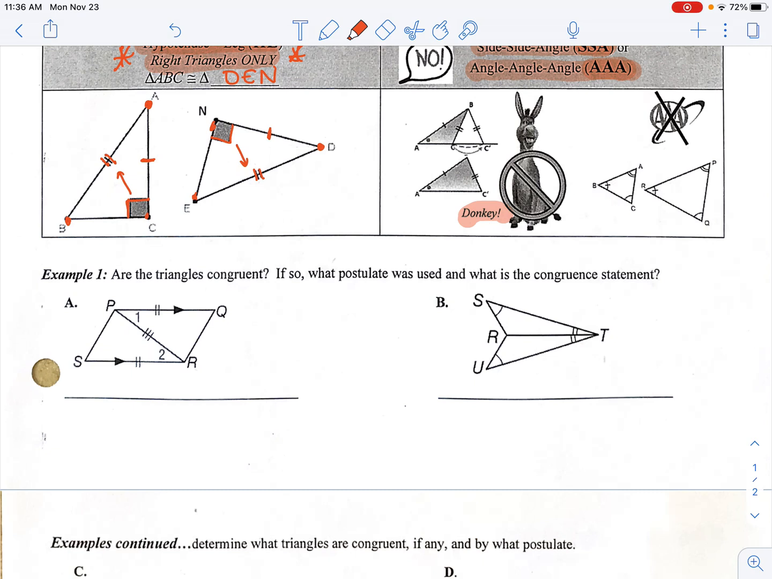So what we're going to do is practice identifying them. We're going to do a lot of identifying to make sure we can really grasp it. When we do this, we're also going to talk about the congruent statements. I'm not going to have you write statements for all of them, just for a few of them, because it can kind of get tedious after a while.